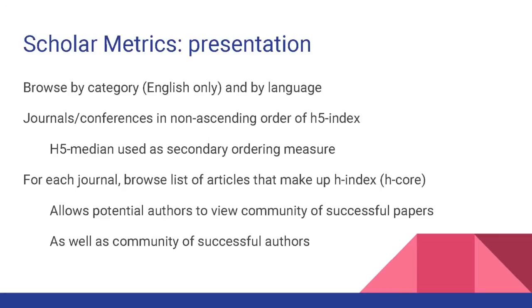Not just in terms of transparency, it provides another very significant value. It allows potential authors to view the community of successful papers. What is the group that I'm going to join if I publish, if I'm able to publish in this particular journal? In the end, reputation often is the group that you belong to.